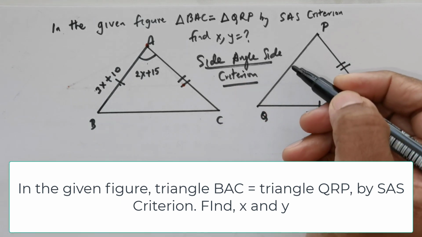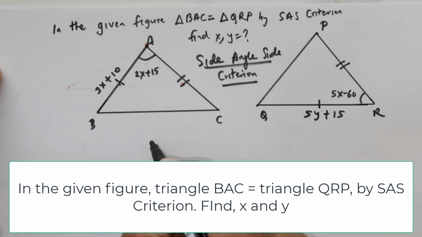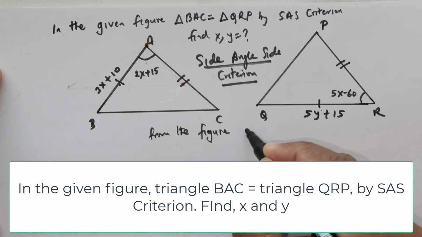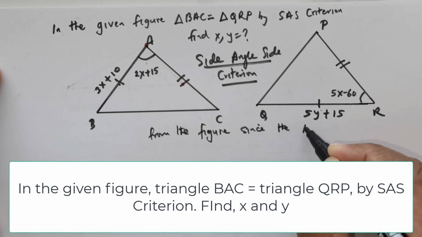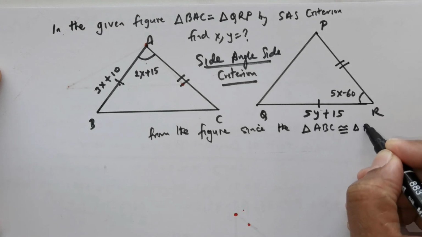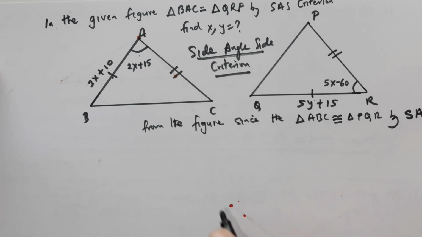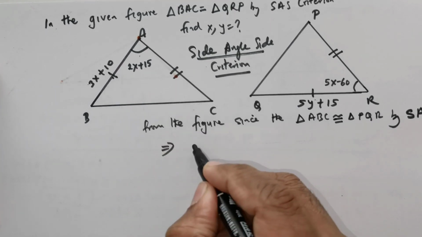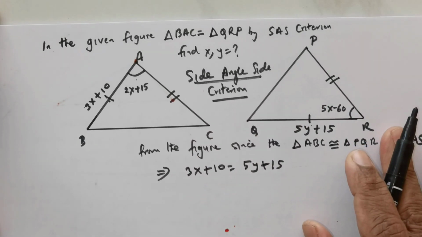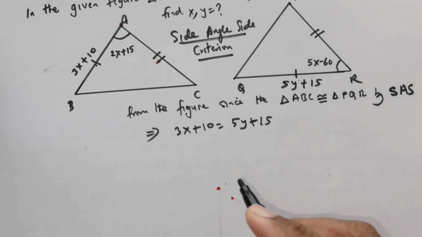So the moment we know this, then it's easy to solve. So this side is corresponding with this side. So from the figure, you have to state this: since triangle ABC is congruent to triangle PQR by side angle side criterion, this would mean this side 3x positive 10 is equal to 5y positive 15. It doesn't matter what they give in the question. All that matters is this information. Once we have this information from the figure, it's simple to solve.